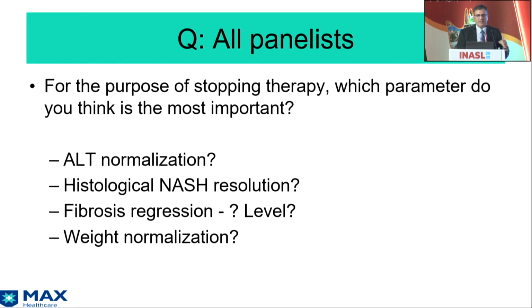This is to all panelists. For the purpose of stopping therapy, if you have to give a finite therapy in a patient with MASH, which parameter do you think is most important before you decide to stop? Is it ALT normalization, histological NASH and fibrosis regression, non-invasive test, or weight normalization? Anyone can answer, or all of you can answer. There should be one ideal target and a practical target.